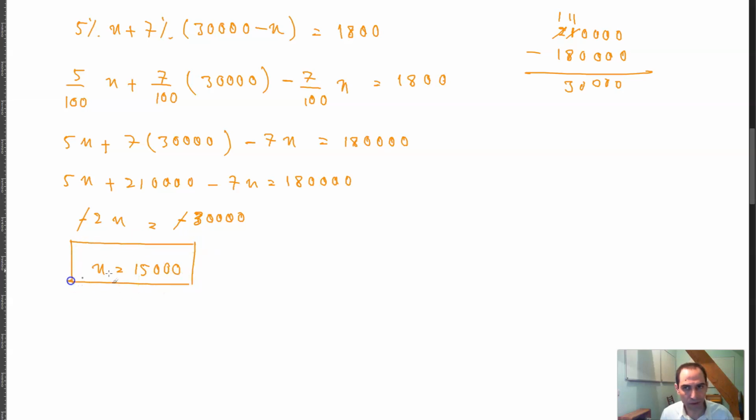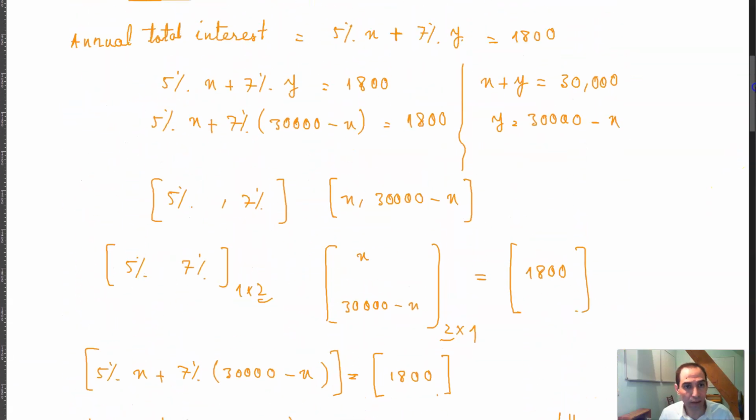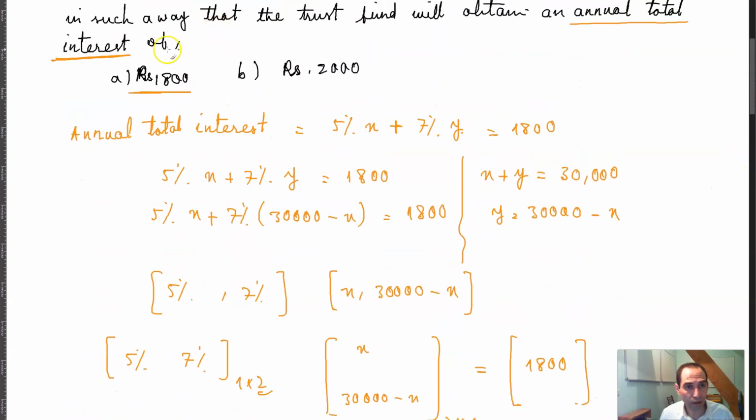x is equal to this divided by 2, which is equal to 15,000. Now, since we know that x plus y is equal to 30,000, if x is equal to 15,000, then y becomes also 15,000. That means that if you invest 15,000 rupees in bond 1 and 15,000 rupees in bond 2, that gives you 1,800 rupees at the end of the year.